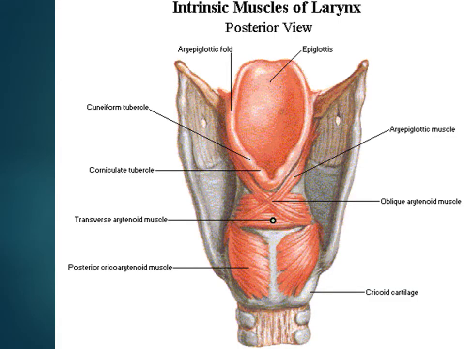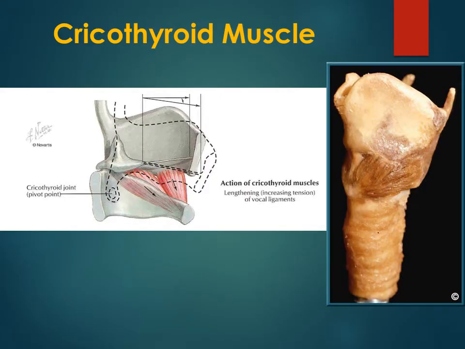Also, in a posterior view, this is the posterior cricoarytenoid muscle, the transverse arytenoid muscle, and the aryepiglottic muscle, and also there's the oblique arytenoid muscle. The cricothyroid muscle helps control the cricothyroid joint. This is the pivot point. Its action is mainly lengthening and tensing the vocal ligaments. It's a major function controlling phonation.